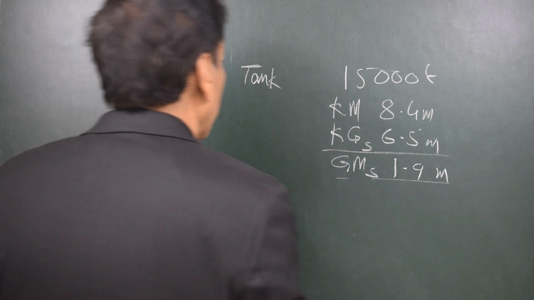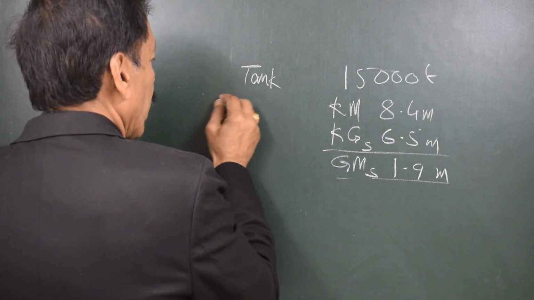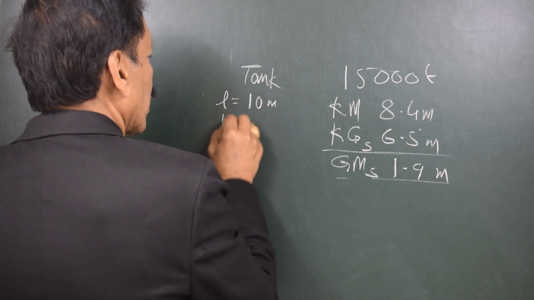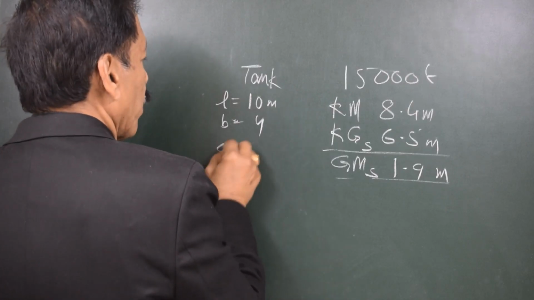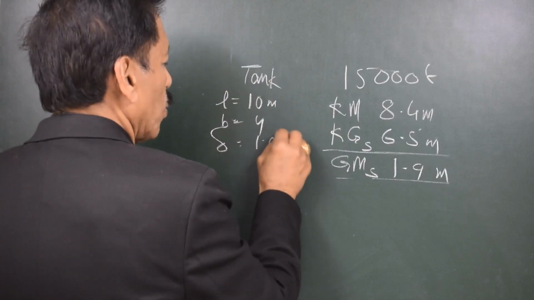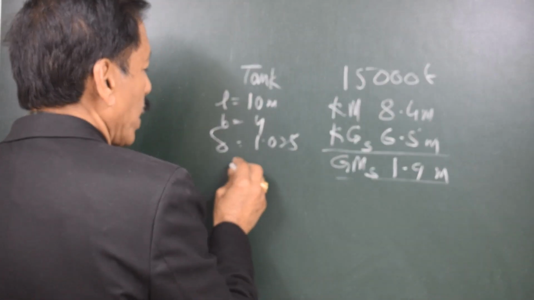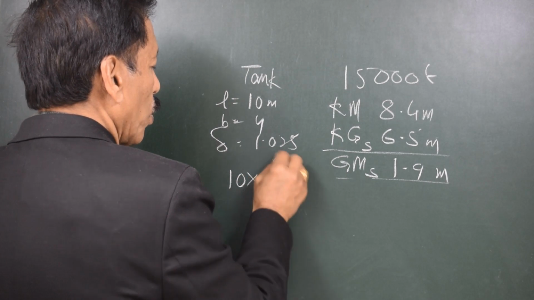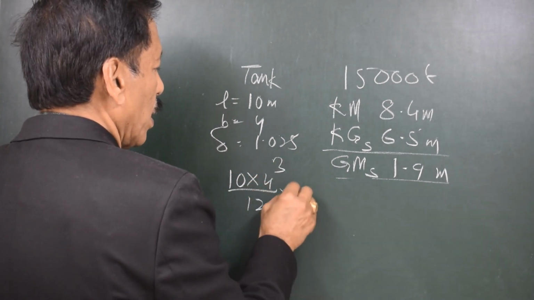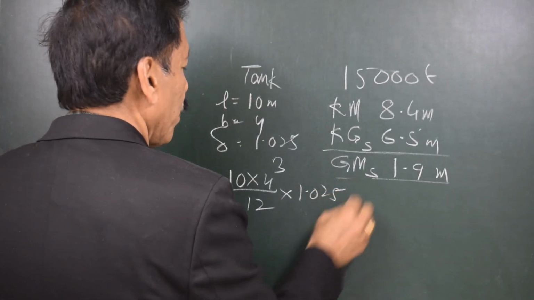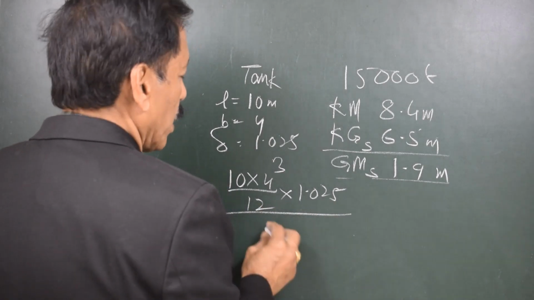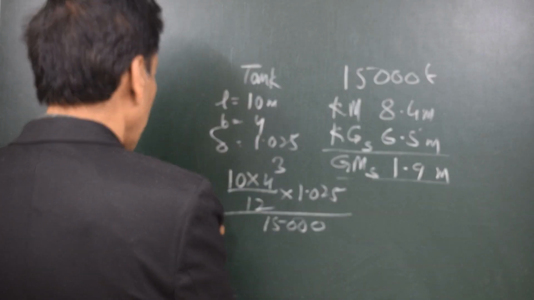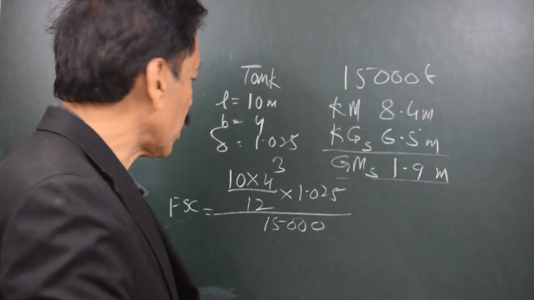There is seawater there and the length of the tank is 10 meters. The breadth is equal to 4 meters. The density, as you know, is 1.025. Let us see what is the free surface moment. That will be 10 into 4 cubed upon 12 into 1.025 and divided by the displacement, that is 15,000 tons. This is the free surface correction. Let us see how much it is.